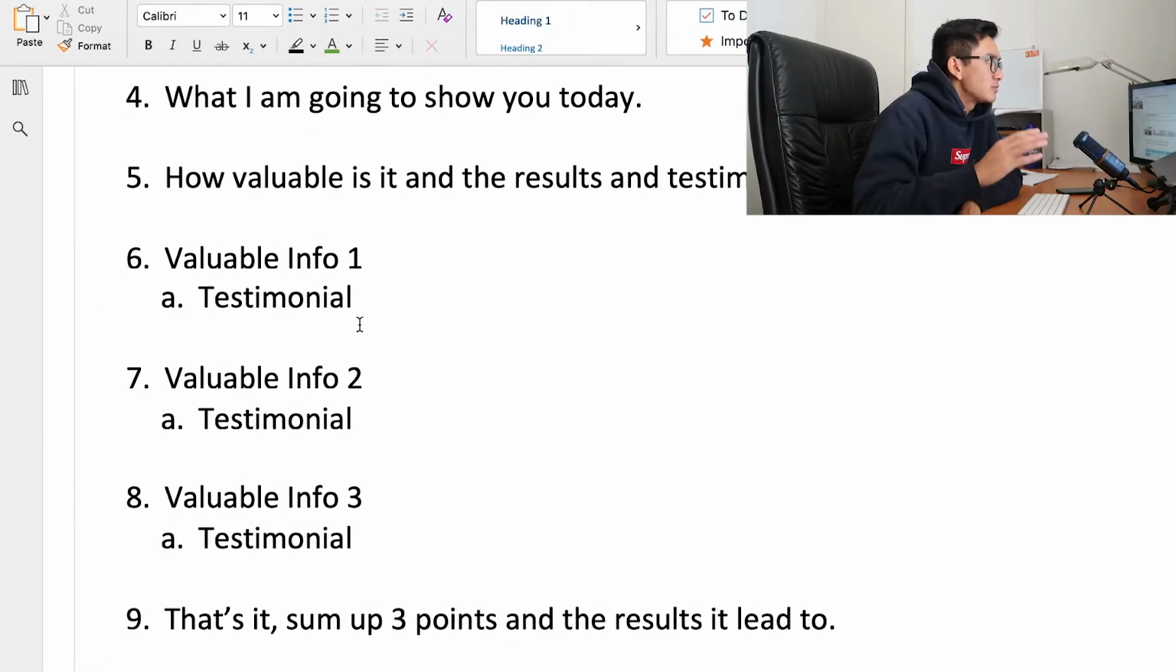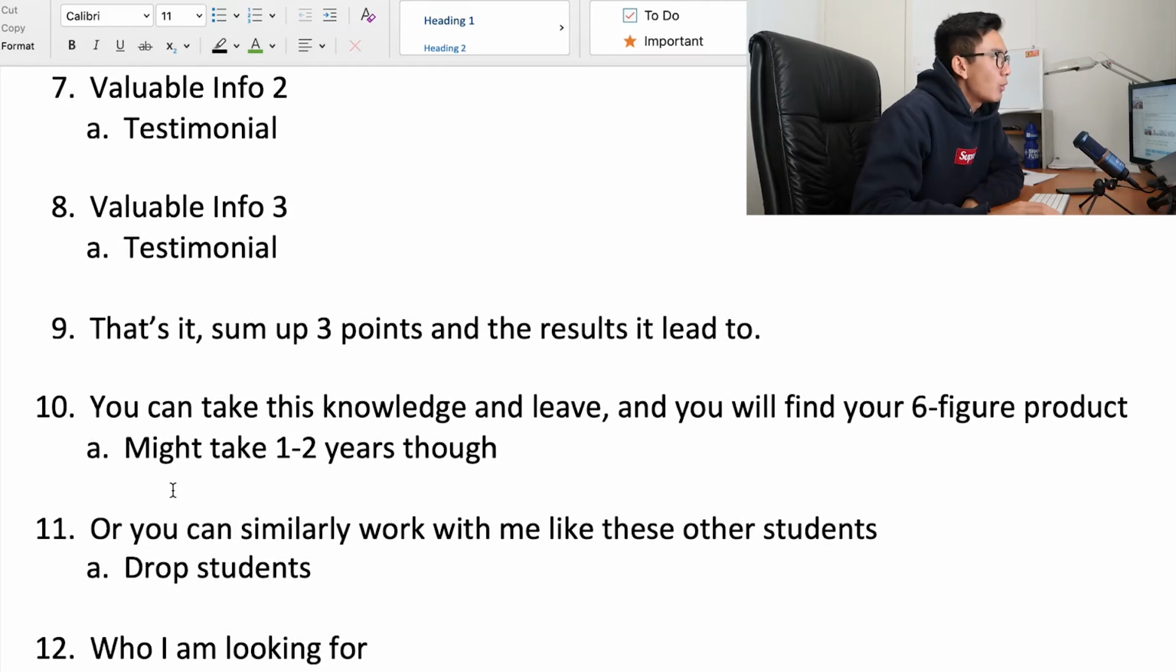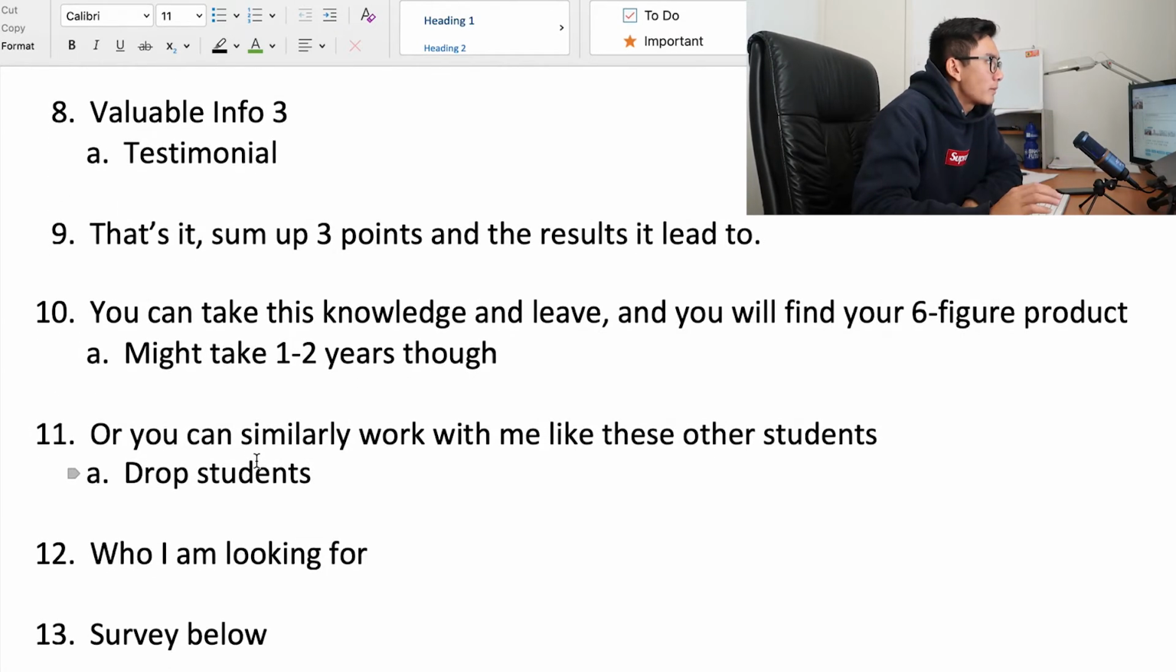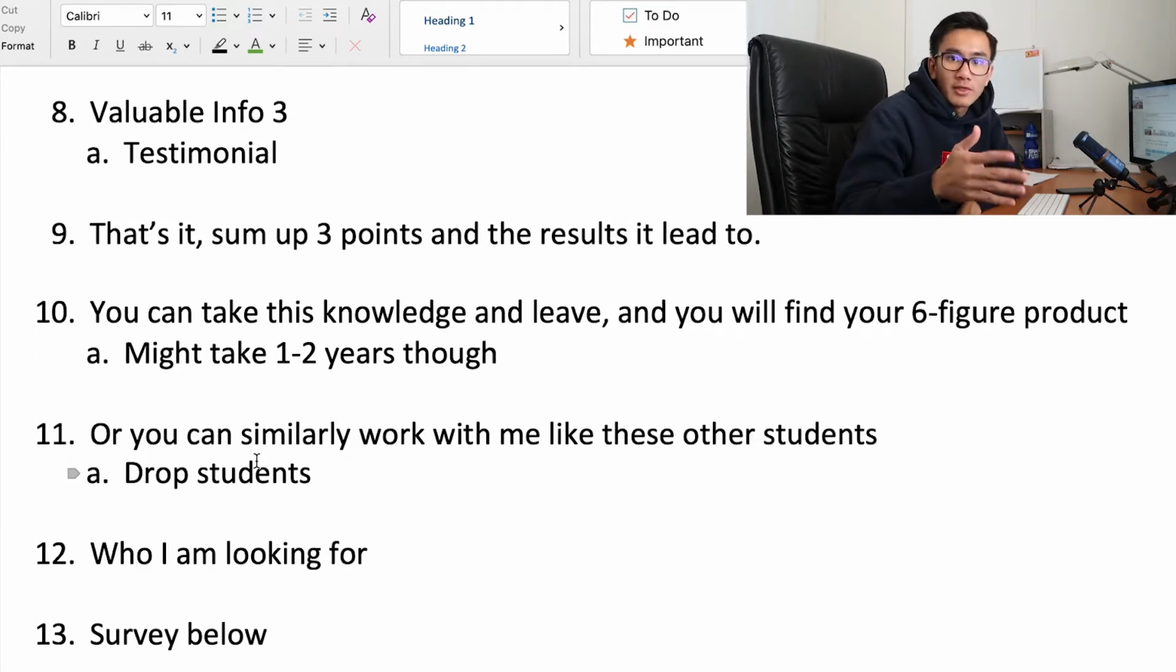Then I split it into 3: valuable information 1, 2, and 3. After each one, I follow up with a testimonial to further reaffirm that the strategy does work, with the success stories and results I have gotten. Then I sum up all 3 points and the results they led to. Then I talk about how they can take the knowledge they learned. So I'm actually providing valuable knowledge, and they could just leave right there.